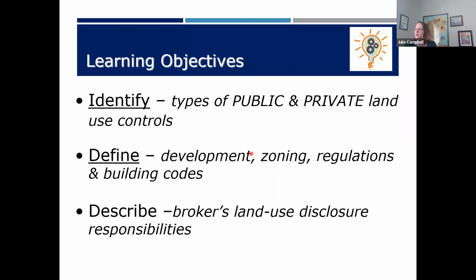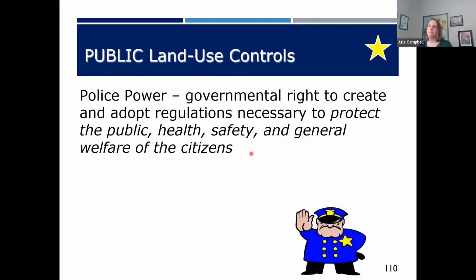So let's first talk about public land use controls. Public land use controls are governed by the local police. A violation of a public land use control is when you call the cops. The best example of a public land use control that we have is zoning. That's the big chunk of this section. Zoning are local laws that tell homeowners how you can or cannot use your land.